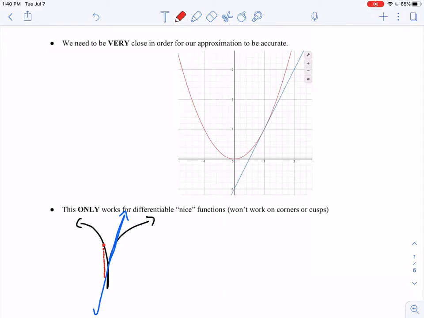So we only are going to be working with differentiable functions here, and most of the time that's what we're working with. Not every time, but just know that these approximations only work for differentiable functions, functions whose derivative exists.